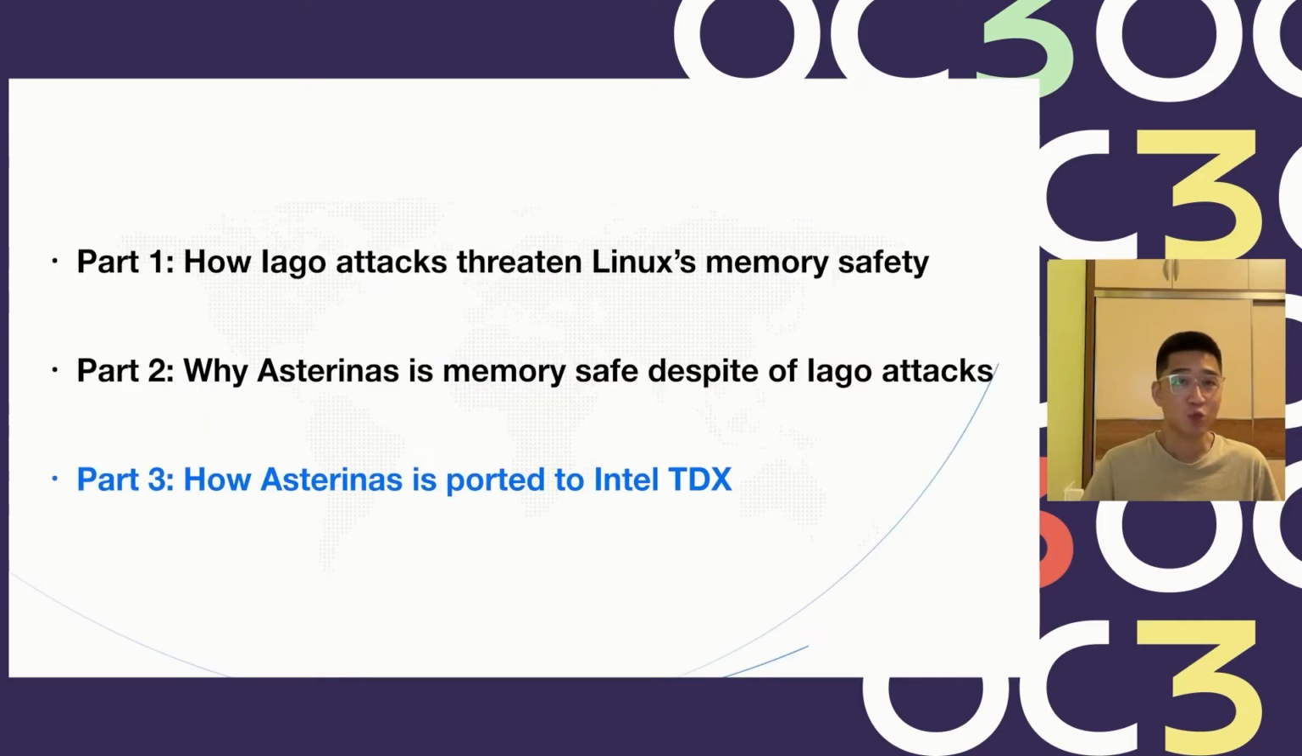And this brings us to part 3. My partner Edmund Song from Intel will share his experience of porting Asterinas to Intel TDX. Okay, thank you, Hongliang, for the introduction. Hello, everyone. I'm Edmund Song, Intel Principal Engineer. For the next 10 minutes, I'm going to discuss how to get Intel TDX enabled for running Asterinas as a TD guest kernel.